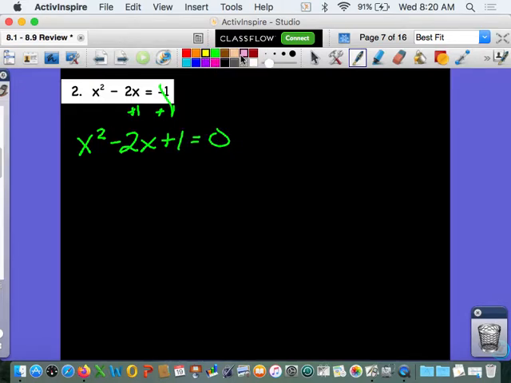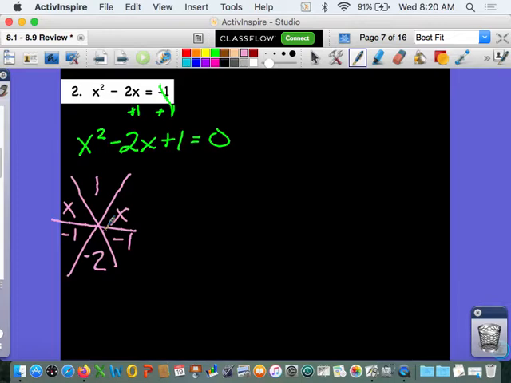Now what? What method do you want to use? Factoring again. Okay? So that means go to your X or your snowflake. What goes in the top? 1. What's on the bottom? Negative 2. My factors on the sides? Negative 1 and negative 1. Don't forget the snowflake has the x in there. Right? Now what? My binomials. What are my binomials?